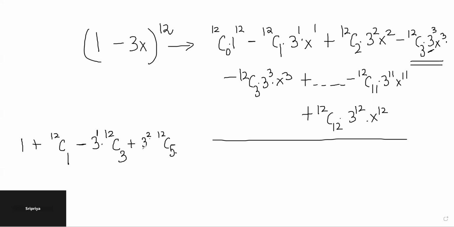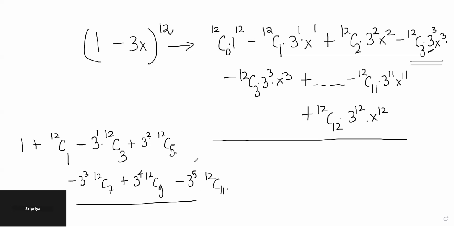minus 3 cube 12c7, plus 3 power 4 12c9, minus 3 power 5 12c11. This is what we have here. Okay, so this is a1 minus 12c1, 3 power 1. That is the problem: 3 power 1, 3 power 2, the powers are incorrect. If my powers were coming nicely, then it would be done.